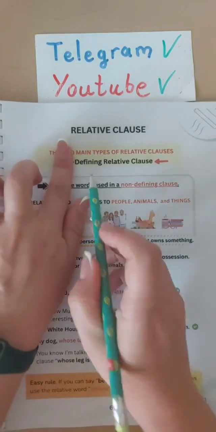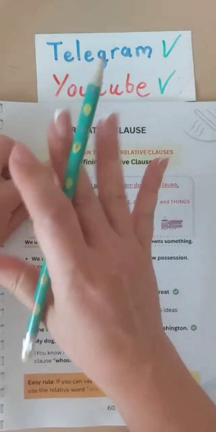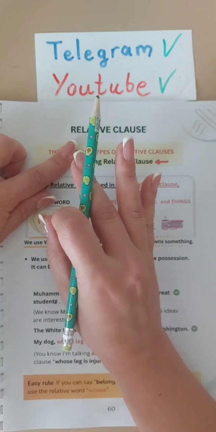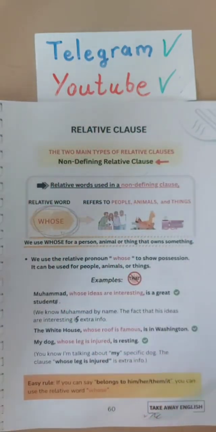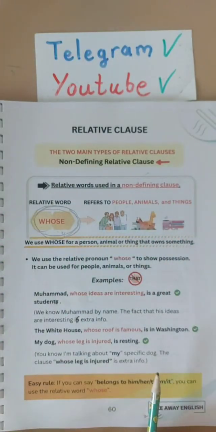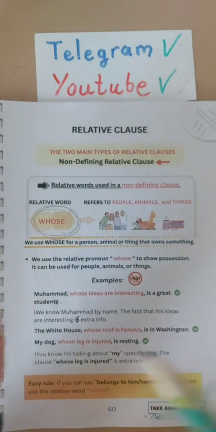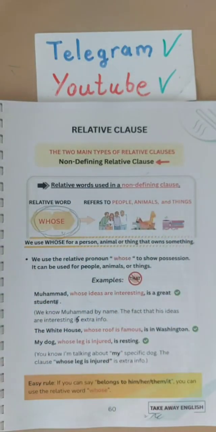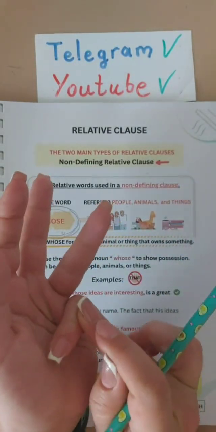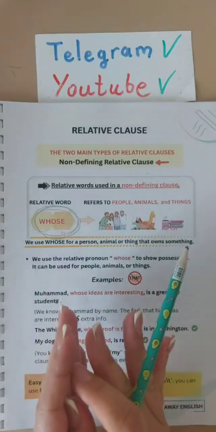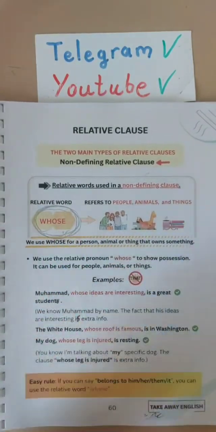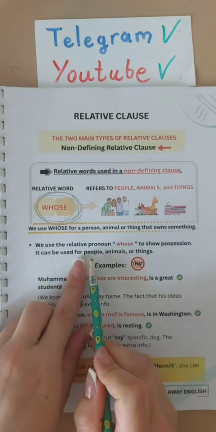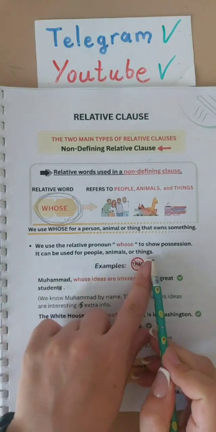Even in defining relative clause, we cannot replace whose with that. Okay? The same goes with non-defining relative clause. We cannot use that instead of whose. We cannot use the zero relative instead of whose. If we talk about possession, when something belongs to someone, we use whose. Okay? And it can be used for people, for animals, for things.